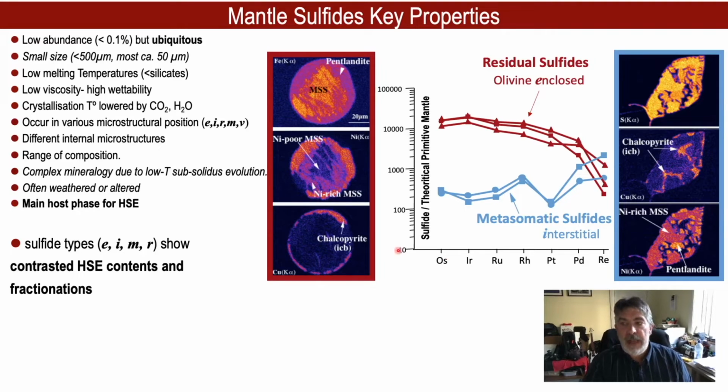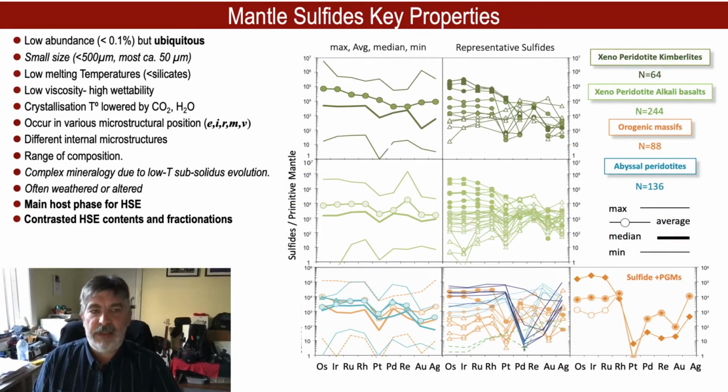For instance, enclosed sulfides here have high iridium content and low palladium content, yielding therefore a low palladium-iridium ratio, supporting the nature of melting residue. While interstitial sulfides have a high palladium-iridium ratio, which is entirely consistent with their metasomatic origin. And this fractionation and variability occur in all the mantle sample types, as can be seen here on this slide.